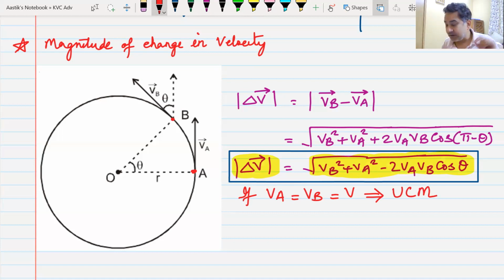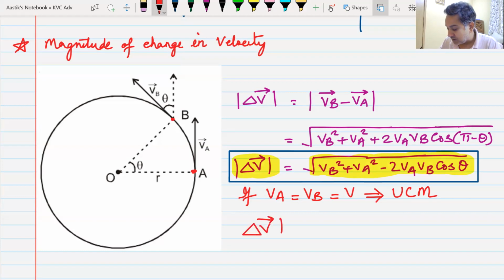If we talk about UCM, then the formula becomes V square plus V square minus 2V square cos theta. V square can be taken out. It will be 1 minus cos theta times 2, and then it can be written as 2 sine square theta by 2. Root of that will become sine theta by 2, and you can write it in terms of half of the angle. Do we understand this? Yes, sir. 1 minus cos theta will be 2 times sine square theta by 2. The 2 will come out, and your net answer would look like this.